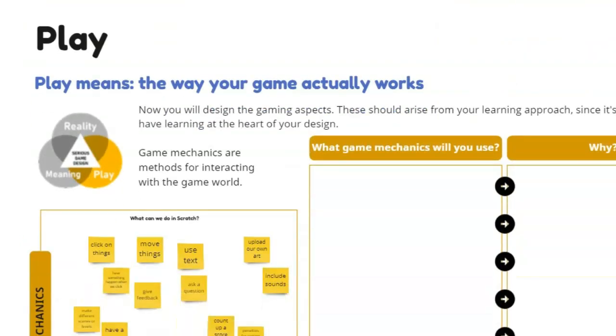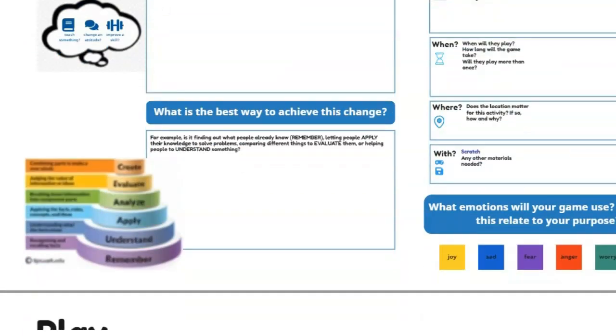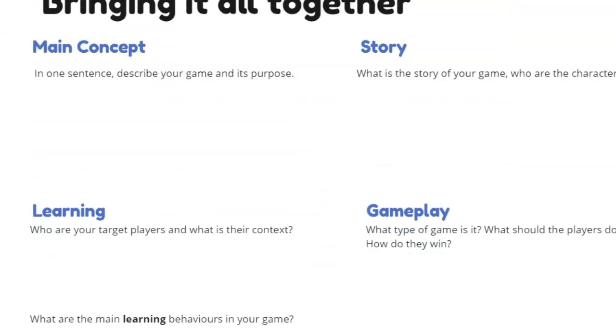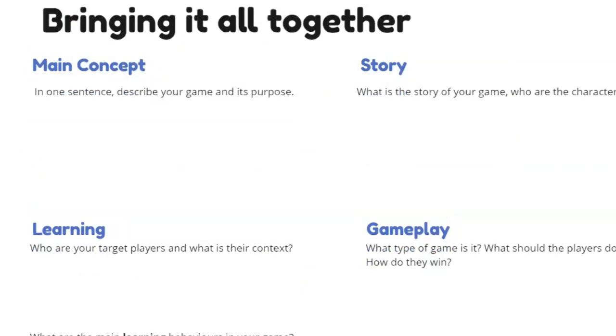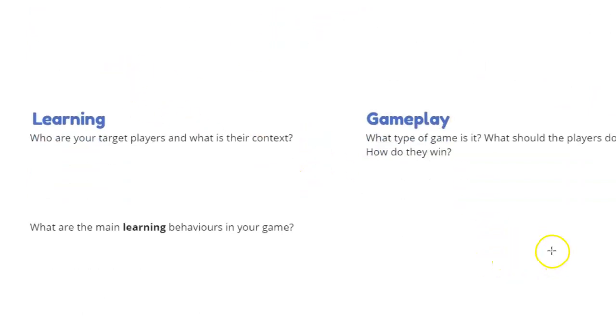And then finally, play, the way the game actually works. So what are the game mechanics that are going to achieve this change that you want to make? And then bringing it all together, there's a sort of simplified game design document brief here, again with different aspects that I'm going to ask the kids to fill in.